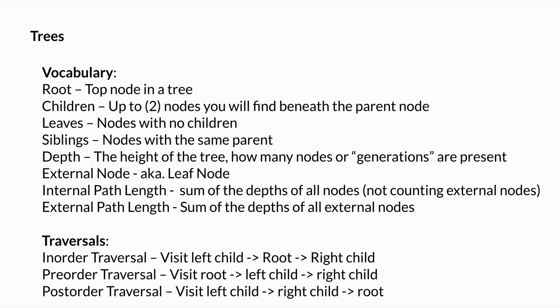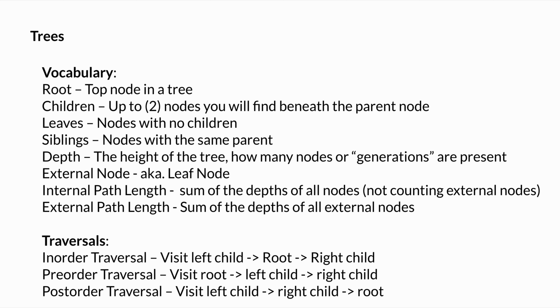Next, binary search trees. So for each tree, there's a few words that you must know during the contest, which you may be asked to solve for or to list in your multiple choice. So the root of the tree is always the top node in the tree. It will have a depth of 0. The children are the two nodes you will find beneath a parent node. And leaves are going to be nodes that don't have any children. Siblings are going to be the two nodes with the same parent as each other. Depth is the height of the tree, so how many generations are present, if you will.